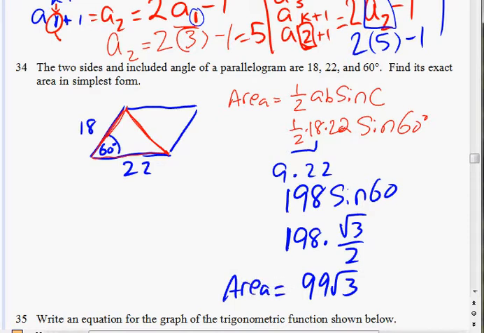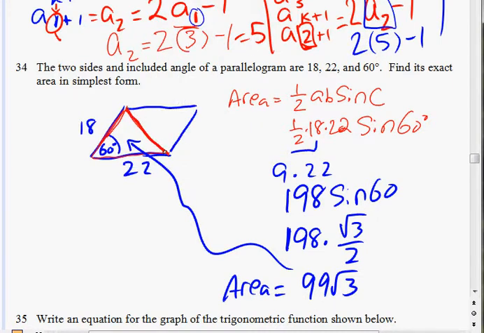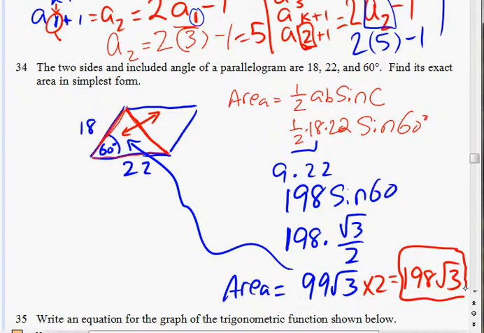This is the area of this red triangle over here. We want to find the area of the entire parallelogram. There are two triangles here, and because I split the diagonal right in the middle, both triangles are exactly equivalent to each other. So I'm just going to multiply this 99 radical 3 times 2. So the area of the entire parallelogram will be 198 radical 3. And that is the area of the parallelogram.